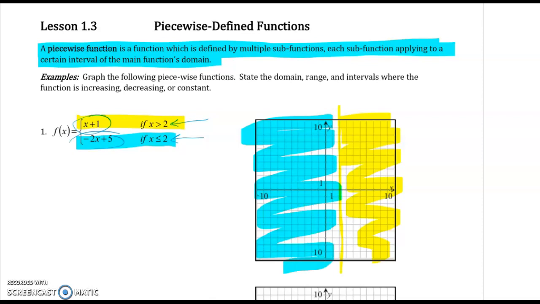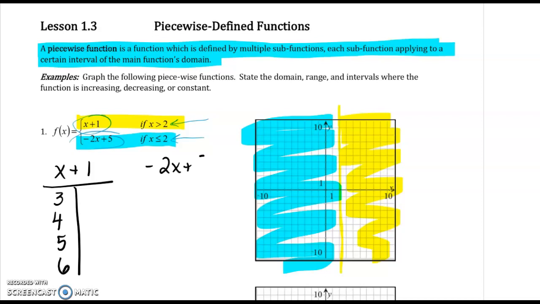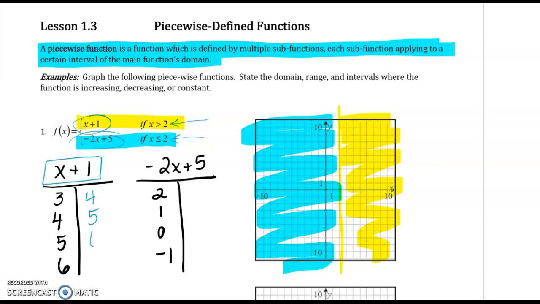So the way that you can do this is, for my x plus 1 function, I'm only going to plug in numbers that are greater than 2, like 3, 4, 5, and 6. For my negative 2x plus 5 function, I'm going to plug in numbers less than or equal to 2, like 2, 1, 0, negative 1. So let's see what happens. When I plug in 3, 4, 5, and 6 to this function, I'm going to get 4, 5, 6, and 7. So I'm going to plot those.